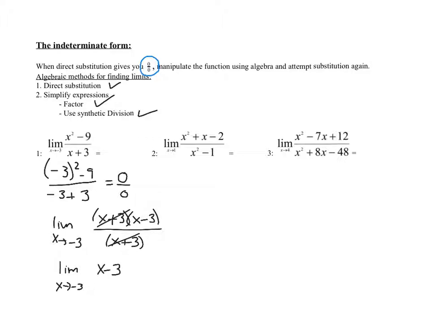So I could certainly plug in negative 3 there, no problem. Negative 3 minus 3 is negative 6. So that's going to be my limit. By factoring, I got rid of that problem that was giving me 0 on the top and bottom. So this limit is simply negative 6.